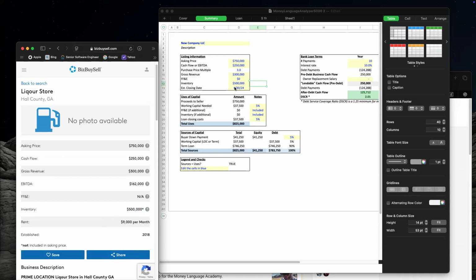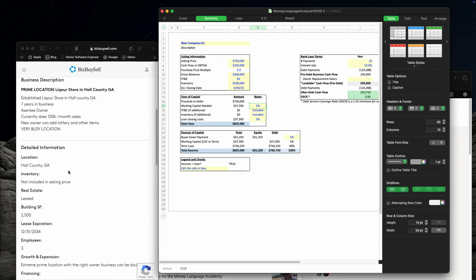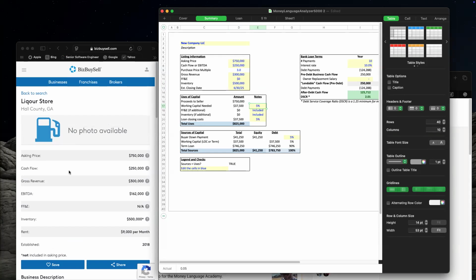Closing date doesn't matter, but you could throw that in if you want to. So let's say 90 days from now, that'd be about right. Now here, because you have employees, how many employees was that? 3. You wouldn't necessarily need a lot of working capital to pay the salaries of 3 people before you had enough cash flow. But it can't hurt.